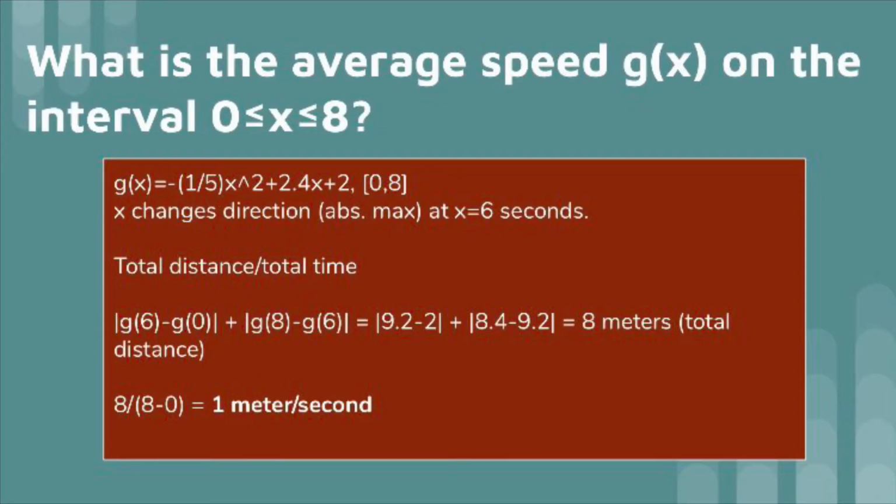Our next question is, what is the average speed of g of x on the interval 0 is less than or equal to x, which is less than or equal to 8? To find the average speed, we must use the formula of distance traveled divided by time of travel. Firstly, we must use the domain restrictions as well as the critical point we discovered.